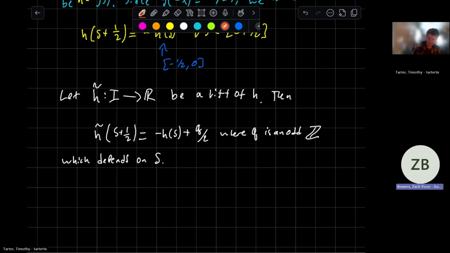Wait, so does Q depend on S or not? Well, because it says some odd integer q that might conceivably depend on s, but in fact q is independent of s by solving blah blah blah blah blah. We see that q depends continuously on s. Okay, I'm just reading that too.